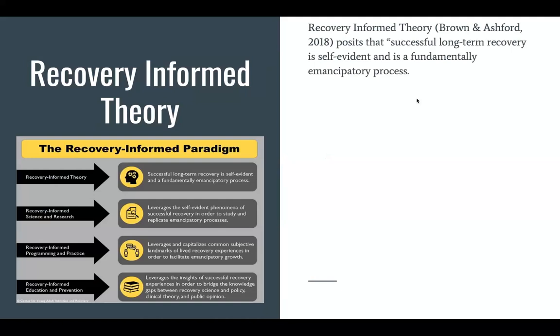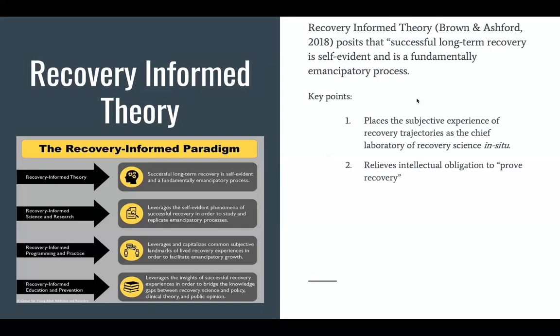And recovery-informed theory was published as a grand and meta theory in 2018, and it posits that successful long-term recovery is both self-evident and a fundamentally emancipatory process. And what does that actually mean, right? So first and foremost, it places the subjective experience of recovery trajectories, meaning the experiences of the individual, carte blanche for themselves as the chief laboratory of recovery science. This is not done in clinical settings. This is done in real-world settings, not laboratories. We examine and study recovery where it exists naturally, or in situ.